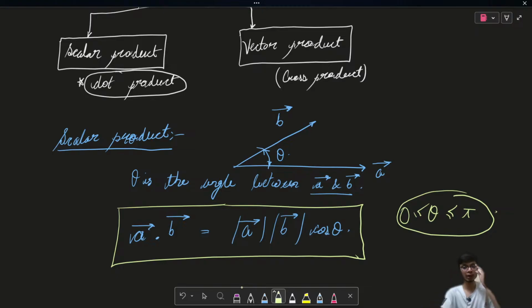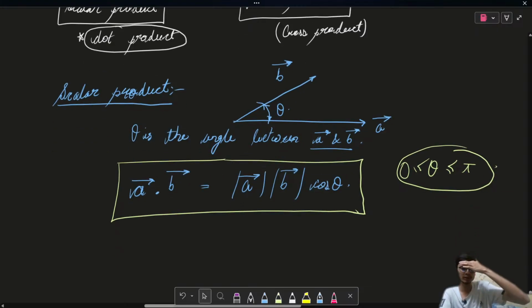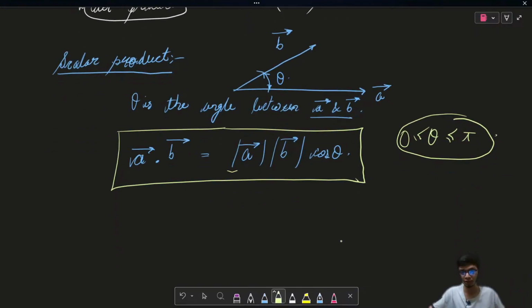Now, there are two things to understand over here. First of all, the modulus of a vector is always positive, right? So the sign of this result, the sign of the dot product, is totally going to be dependent upon this particular term. Whether I have cosine of theta positive or negative will determine whether the value is going to be negative or positive.